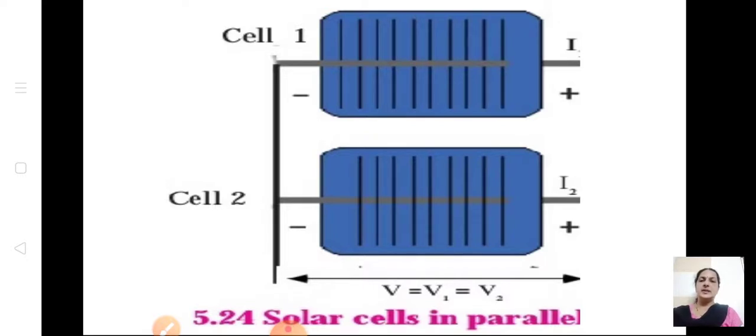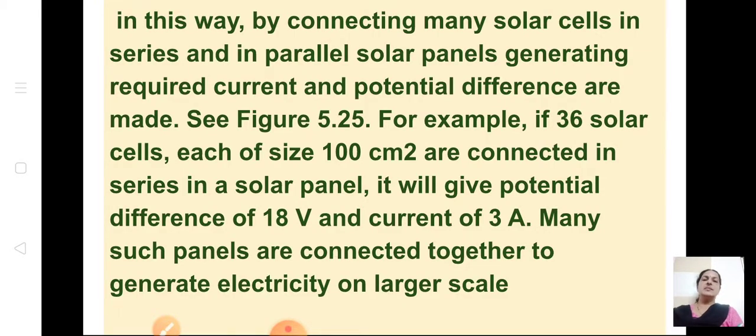When it is connected in series, the potential difference will be added, and the current will be that of the individual cell. When it is connected in parallel, the current of the individual cells will be added, and the potential difference will remain the same. Understood this? Like this, we connect many solar cells in series and parallel, generating the required current and potential difference, and we get enough current.